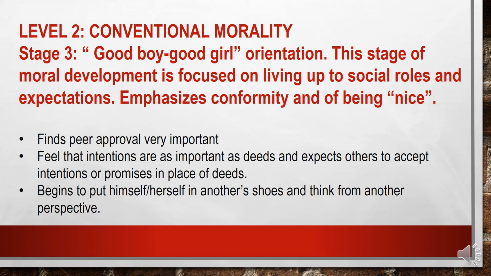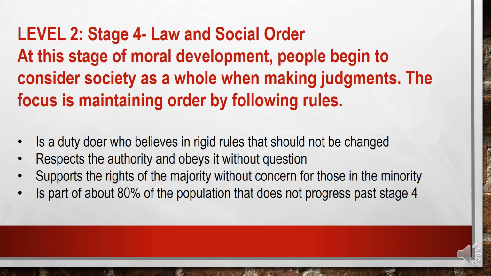So it's like your actions depend on the approval of your peers or society. And here, you are becoming more mature in your actions, as we are also thinking of and considering the feelings of other people. So you will act accordingly because that is expected of you living in this society. So that is level 2, the good boy, good girl orientation.